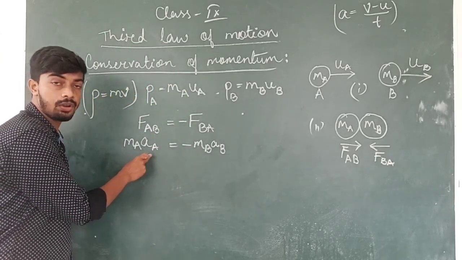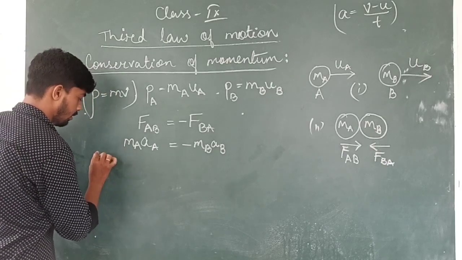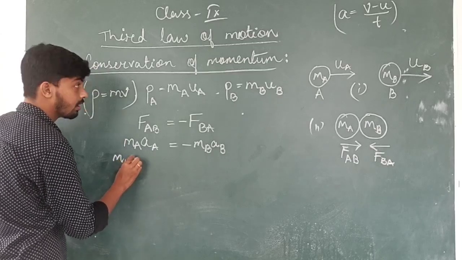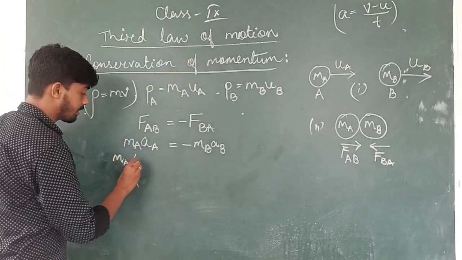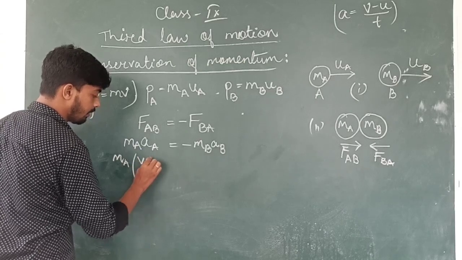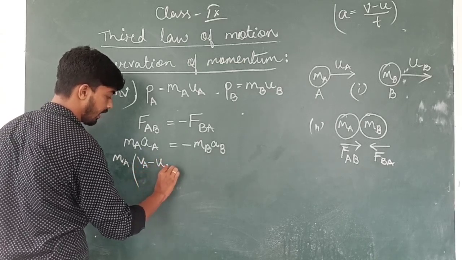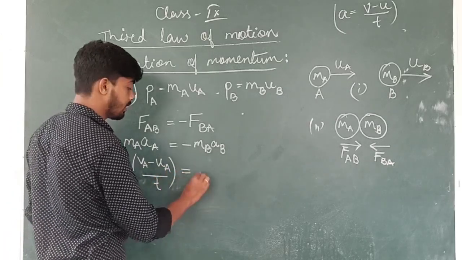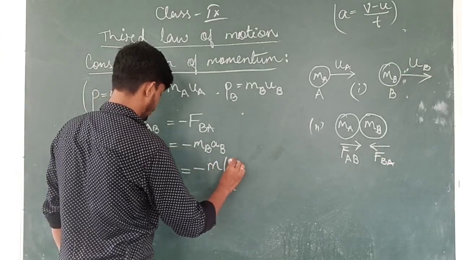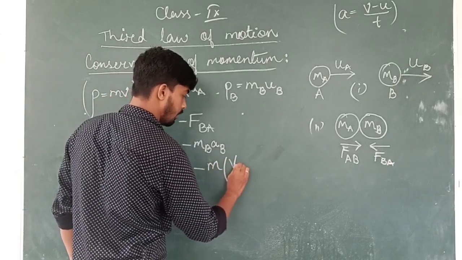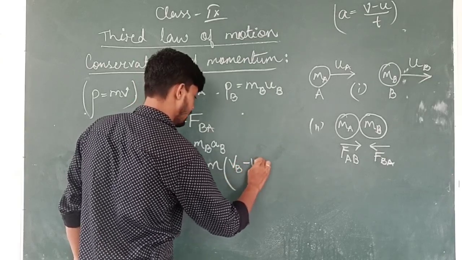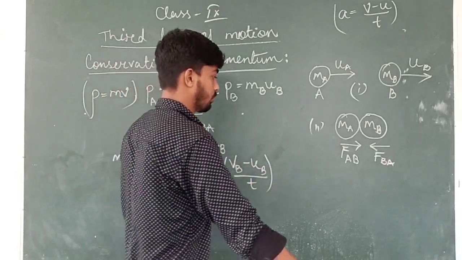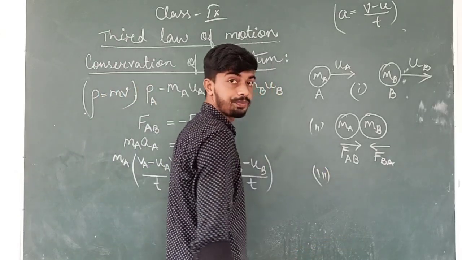So using this, the acceleration of A will be v minus u, final velocity of A minus initial velocity of A, divided by time t. And acceleration of B similarly, final velocity of B minus initial velocity of B, divided by the time component. So this is the third one.